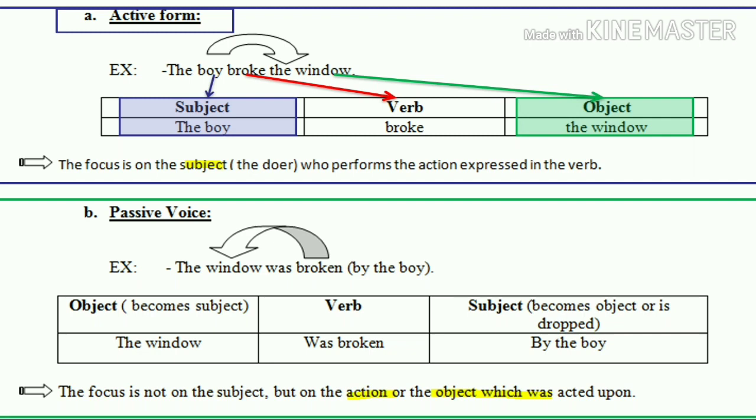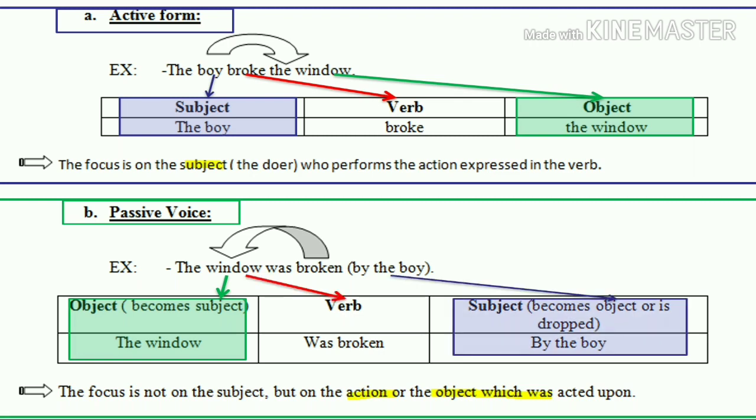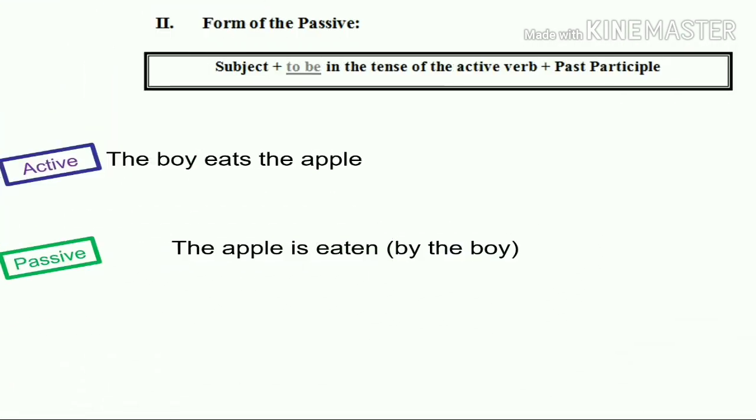We may omit this part of the sentence. So the object becomes the subject, the verb changes, and the subject becomes an object, or it is dropped. Now the form of the passive: we have the subject plus the verb to be in the tense of the active verb plus the past participle. Let's look at the example here.